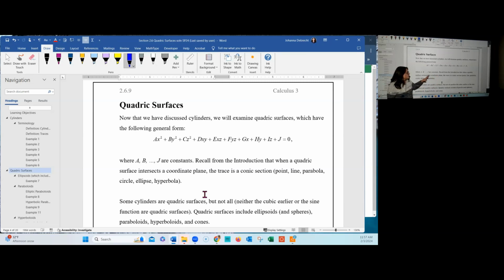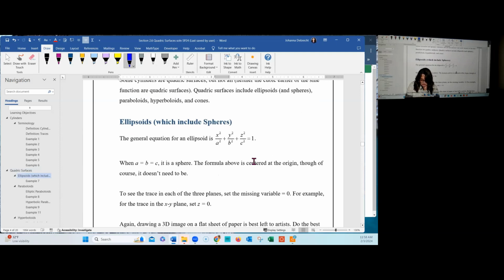When we intersect a quadric surface with one of the coordinate planes, the YZ plane, the XZ plane, or the XY plane, the trace of it is a conic section. You may remember from earlier in your math career that a conic section could be a point, a line, a parabola, an ellipse, a circle, or a hyperbola. So the trace of a quadric surface in each of the three coordinate planes is one of these. It's a conic section, most likely a parabola, circle, ellipse, or hyperbola.